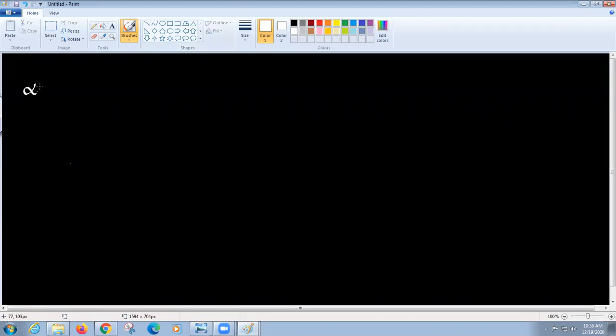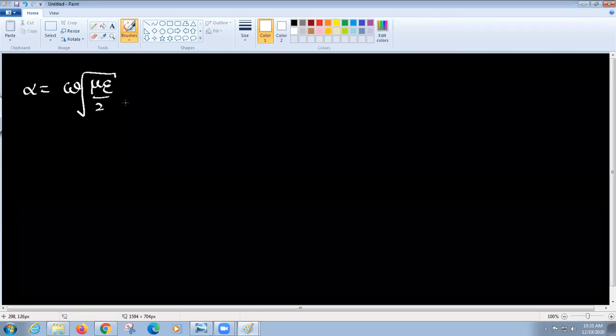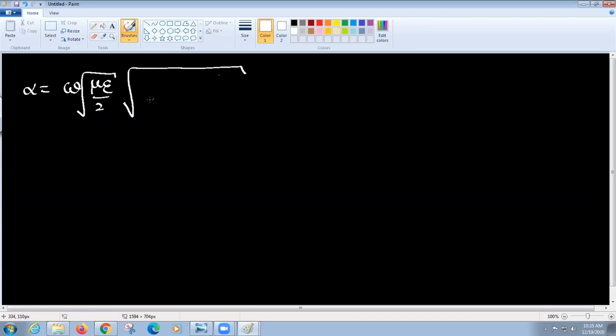So I know alpha is equal to omega square root of mu epsilon by 2. Again I take one more: 1 plus loss tangent square, under square root, minus 1. You just make it proper, otherwise things will be gone. So 1 plus loss tangent square under square root, now all this stuff minus 1, again under square root.